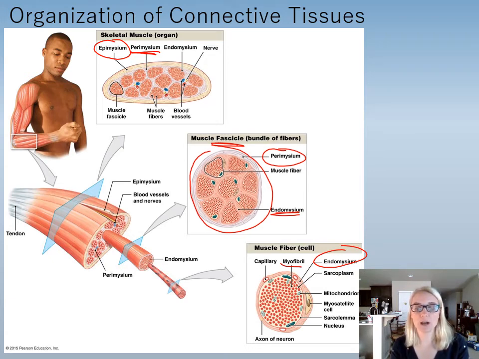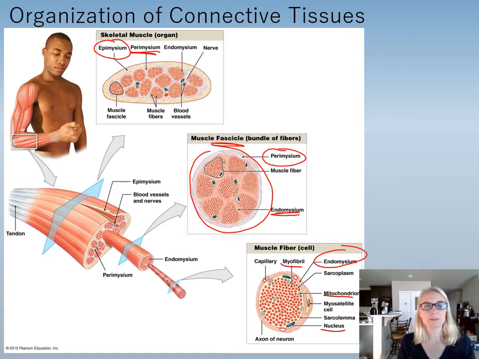And within each cell, you have the connective or the contractile organelle called the myofibril. You'll also be able to see things like the nucleus and the mitochondria at the cellular level. So that's kind of letting you know where you are when you're looking at these different cross-sectional views of a whole muscle, a muscle fascicle, or the muscle fiber.